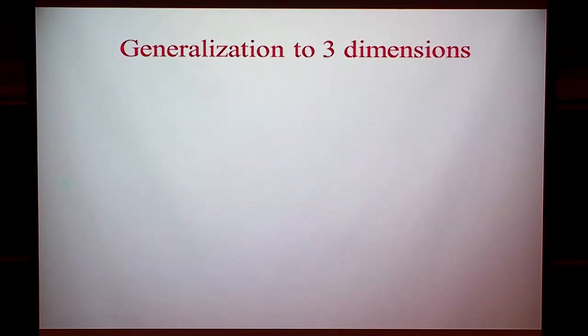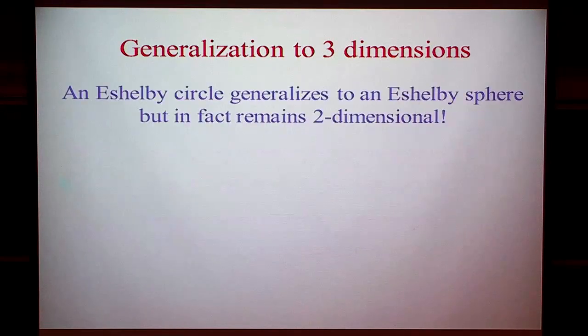All right, can you generalize this to 3D? So I'm not going to go in great detail. Let me just say that an Eshelby circle now will generalize to an Eshelby sphere, but in fact remains two-dimensional. This is very interesting and very important. You see, when you do a shear, let's say, on a three-dimensional system, there's no force, no pulling or pushing, in the direction orthogonal. And therefore, actually, the Eshelbys remain pancakes.